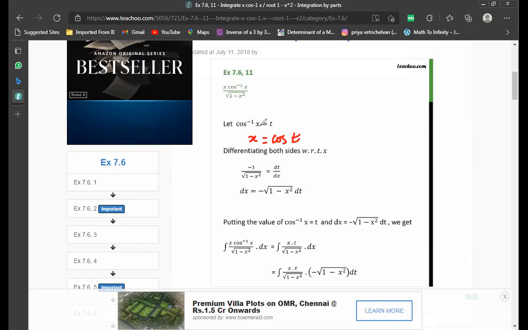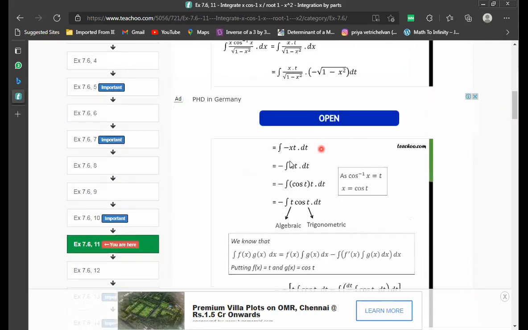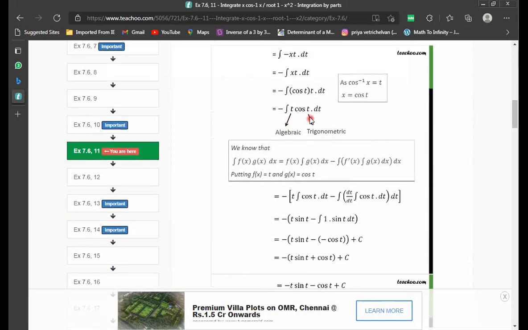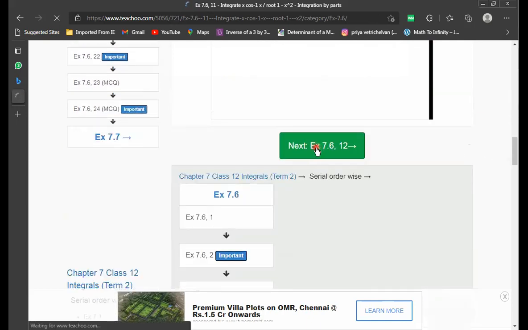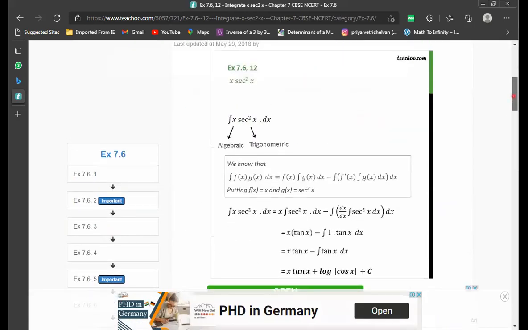Just take the cos of both the sides. So x will turn into cos t, and it's cos t into t. Again you'll go for the highlight rule. So t is going to be your f of x, and trigonometric cos t is going to be your g of x. Here, before using the highlight rule, we are just going for the substitution method.